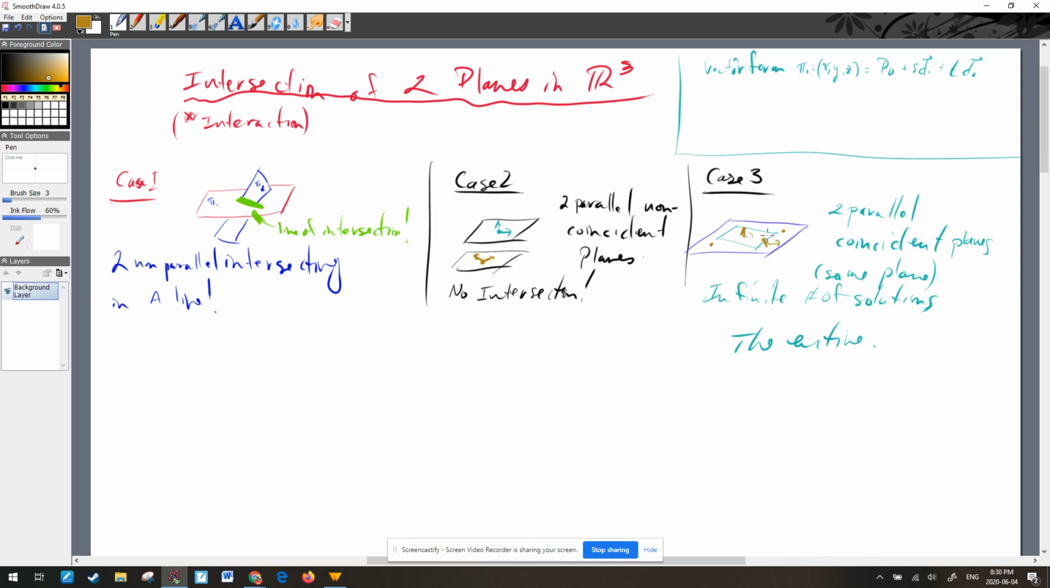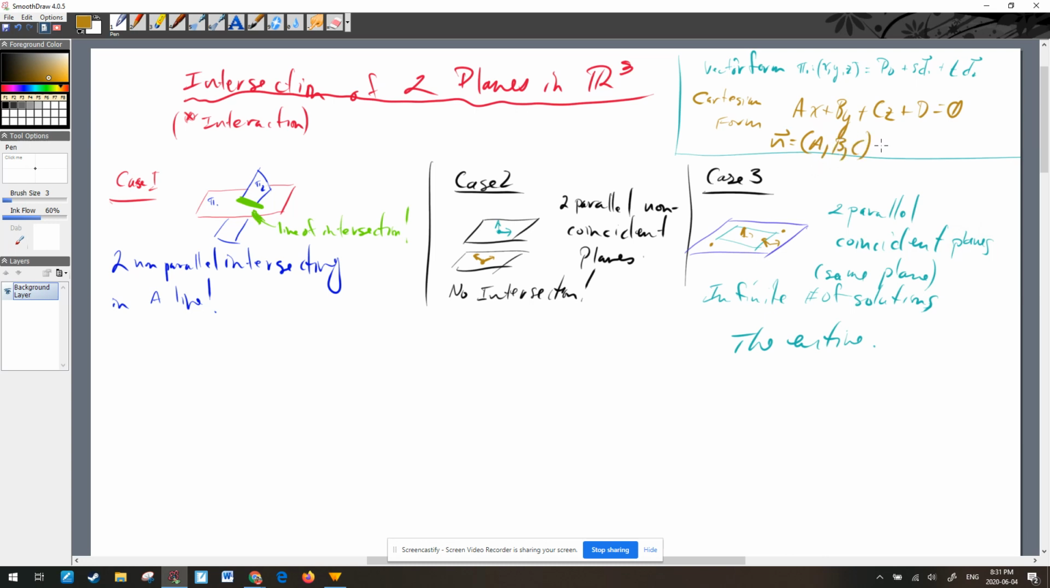So in vector form, there is absolutely no way to tell whether these planes are parallel or not. You just can't. However, if it is in Cartesian form, we have ax plus by plus cz plus d equals 0. Now, recall, hopefully you remember, the normal vector is a, b, and c.